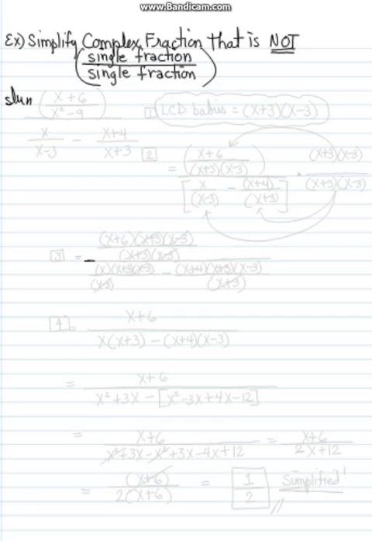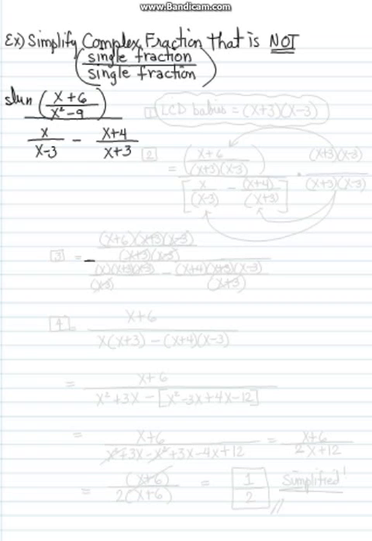Let's simplify a complex fraction that is not in the form of a single fraction over a single fraction like the previous work we were doing. Those were easy. Okay, so here's an example of a complex fraction that's more complicated than a single fraction over a single fraction. In the numerator, we have x plus 6 over x squared minus 9. Now, that's a single fraction, but look what's on the bottom of this big fraction. x over x minus 3 minus x plus 4 over x minus 3.